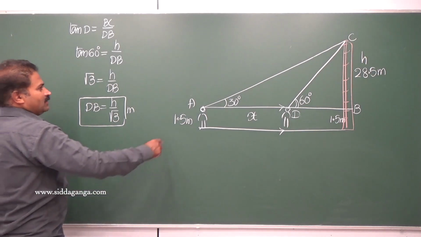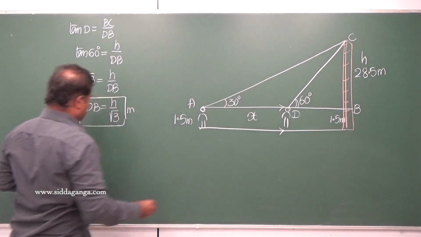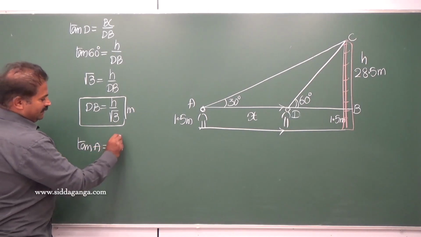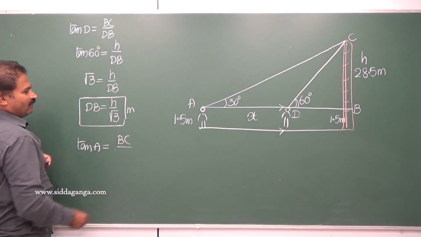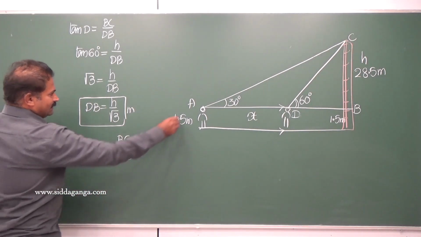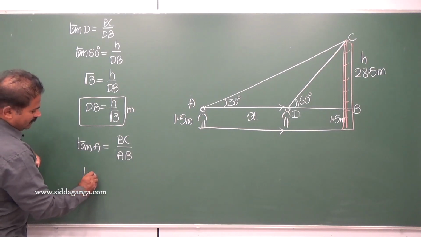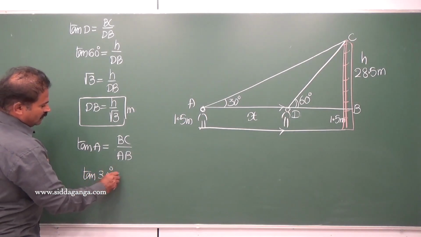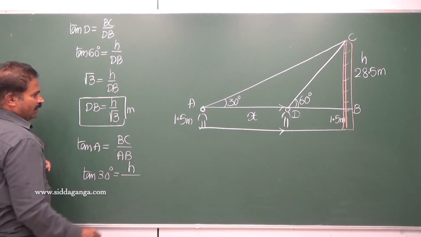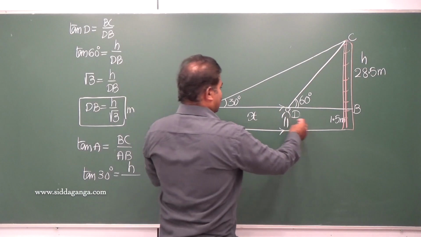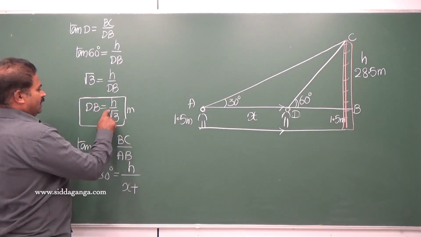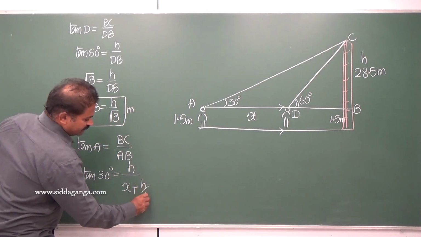Now, in the bigger triangle ABC, you have 30 degrees here. So tan A is equal to, what is the opposite side? Yes, it is BC divided by, what is adjacent? Adjacent side is AB. Now, tan A is tan 30 degrees. So tan 30 degrees is equal to BC, which we have taken as H, divided by AB. AB you have X plus DB. So this is X plus, what is DB? DB is H by root 3.